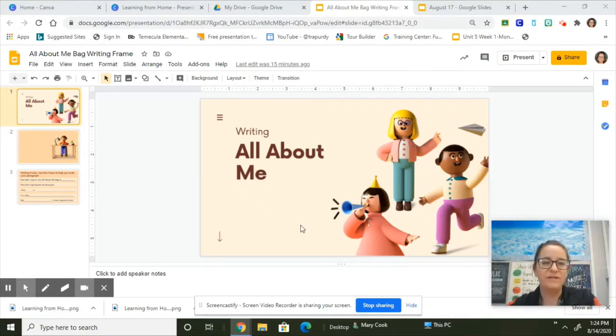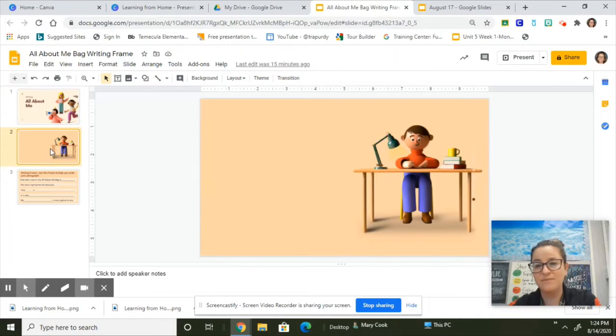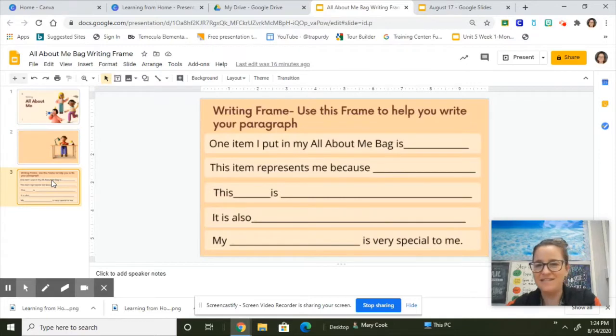Now, when you've opened up this assignment from your Bitmoji classroom, you should be looking at this screen that says writing all about me. When you go to screen 2, there's going to be a video. It's not there yet because I'm making it right now. You'll watch the video, and if you're seeing my face, you found slide 2. Now, this is what is going to help you do your writing. You are going to be using this writing frame to write about your one item. So the writing frame is on slide number 3.